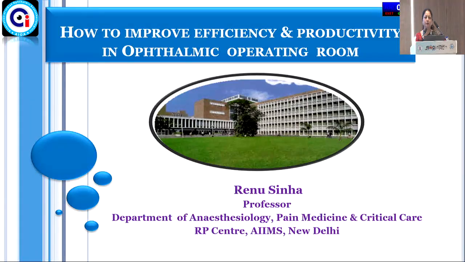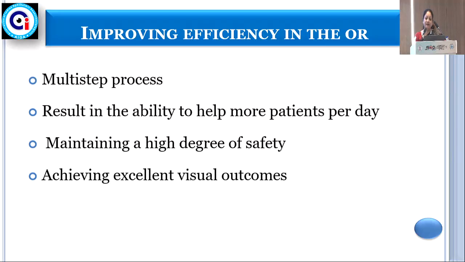once we are running 4 OTs under general anesthesia, we see that by 11 o'clock, in one OT, 5 cases were finished, but in another OT, only the first case is going on. So, improving the efficiency is a multi-step process. It should be done while maintaining a high degree of safety and achieving excellent visual outcomes.